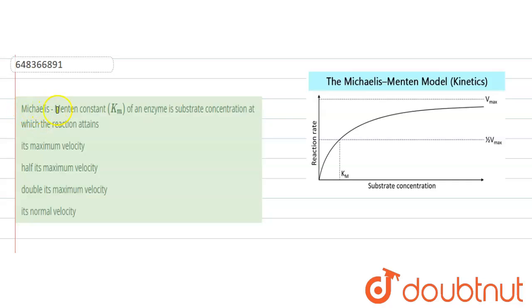So let's read this question. The question says the Michaelis-Menten constant, that is denoted by Km of an enzyme, is substrate concentration at which the reaction attains. The options are its maximum velocity, half of its maximum velocity, double its maximum velocity, or is equal to its normal velocity.